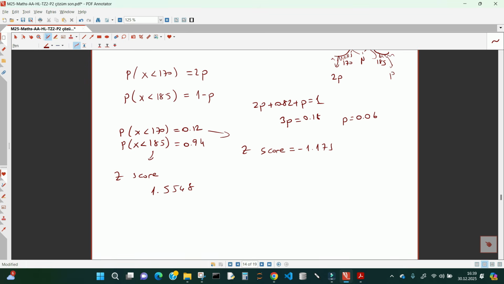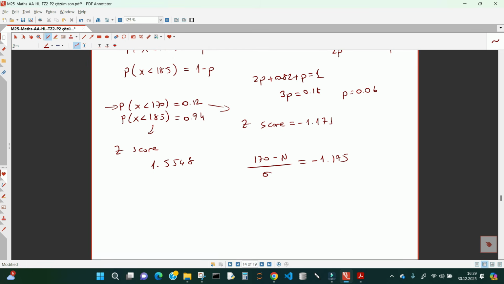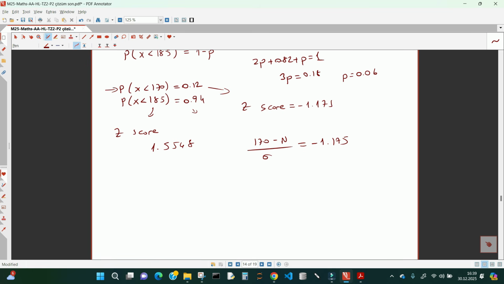To use this formula for the first probability, you're going to say that 170 minus mean divided by standard deviation will give us the first z-score, which is minus 1.175. And for the second equation, you will do the same: 185 minus mean over standard deviation will give us the other z-score, 1.5548. So from here, we're going to find nu, right?